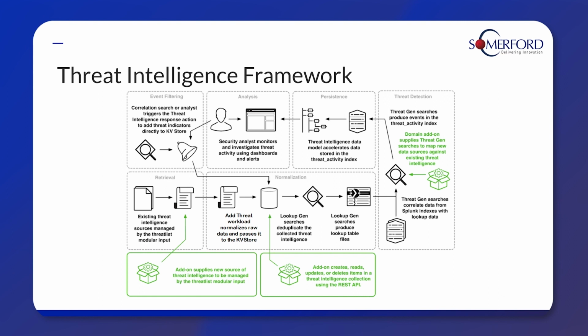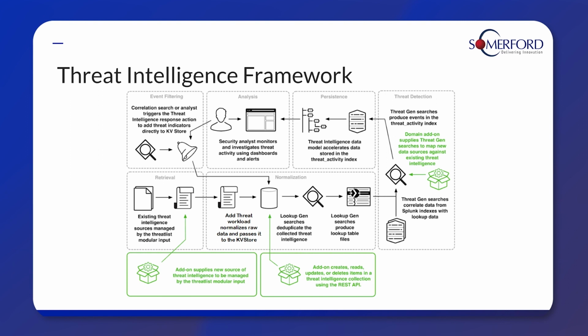To complete the cycle, we can then use the threat intelligence response action. Upon the triggering of an alert, we can add indicators of compromise from that alert, such as IP addresses, etc. We can add that directly from our results to the KV store, or the aforementioned KV store, which will then, through searches, be placed into lookups, which we discussed, and then the cycle continues. And that is the complete cycle. Hopefully you can already see how your security posture can be improved with this framework.